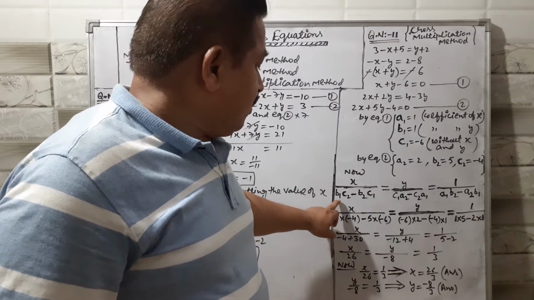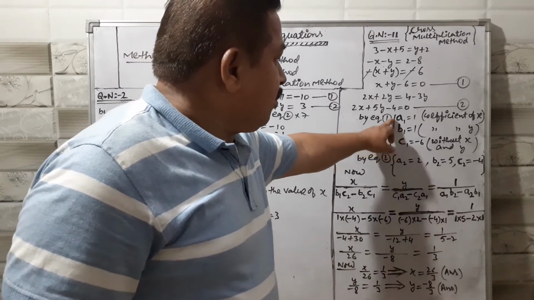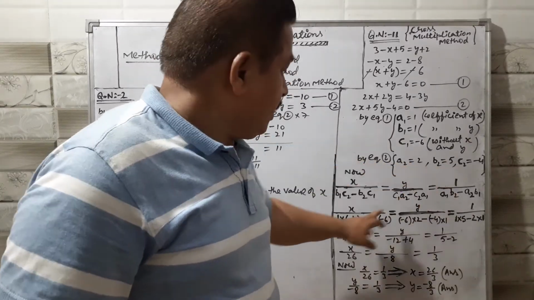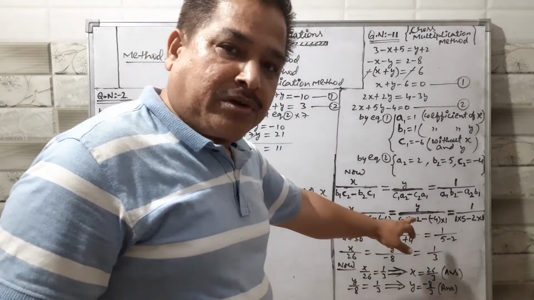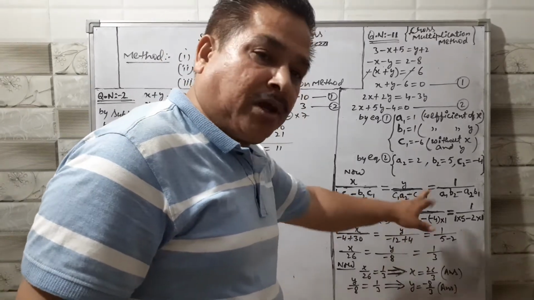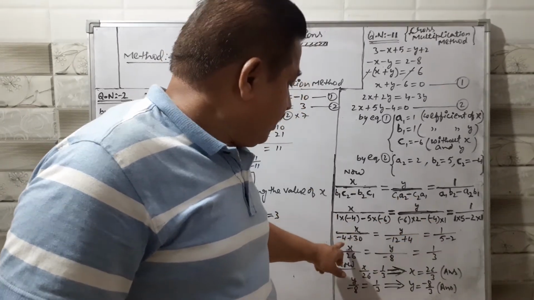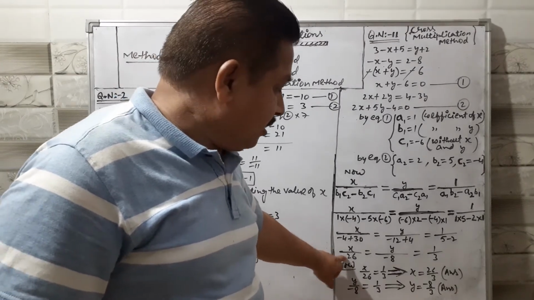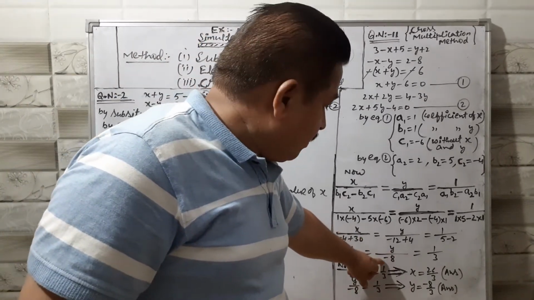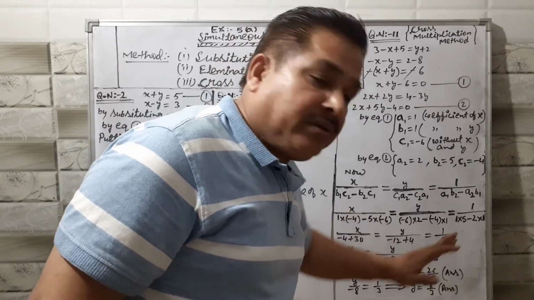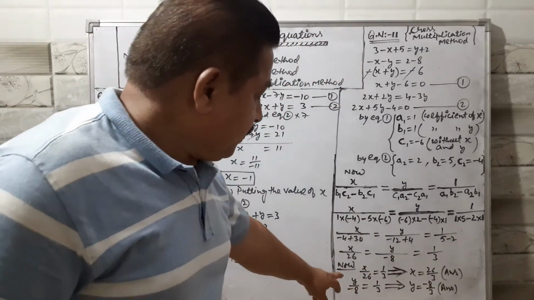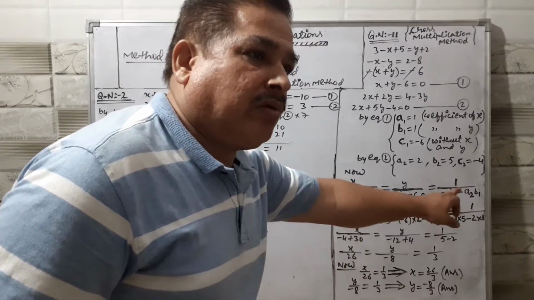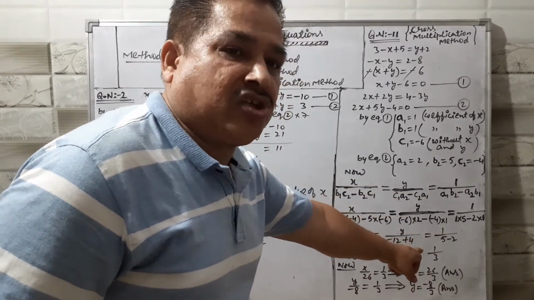Now we are putting the values. Putting all these values. We know a1, b1, c1. We know by equation 2, a2, b2, c2. All the values we are going to put in this formula. After that, at last you will get x under 26, y under minus 8 and 1 under 3. And now we will equate the x and y values with the last fraction.